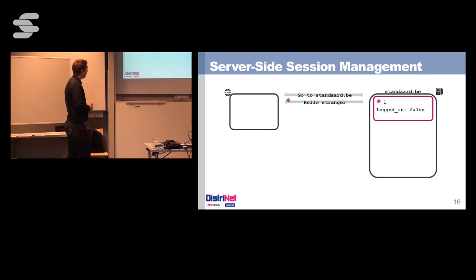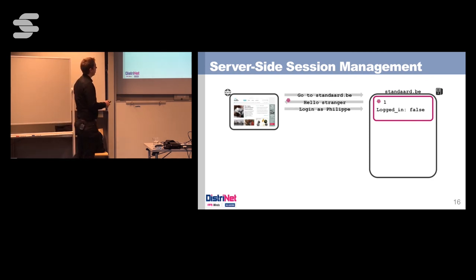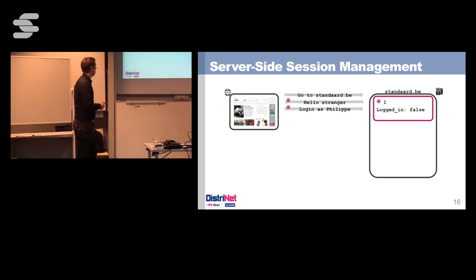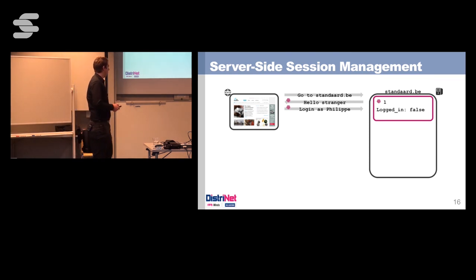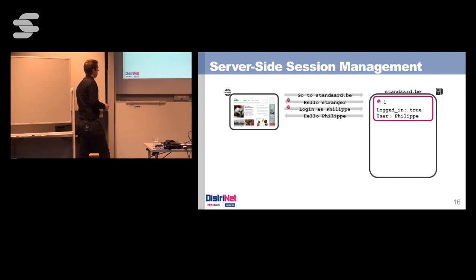He attaches the cookie containing the session identifier to this response, which the browser will store. If we now send the next request, for instance, to authenticate as Philippe, the browser automatically attaches this cookie and sends it to the server. The server gets a cookie with ID 1. He looks up, OK, I have a session that corresponds to this, so I'll process the request within this session. I see that this user is not logged in. OK, fine. Let me check the credentials, and if they're correct, let me update my state. So now, within this session, the guy is logged in, and his username is Philippe for future reference. And we send a response.